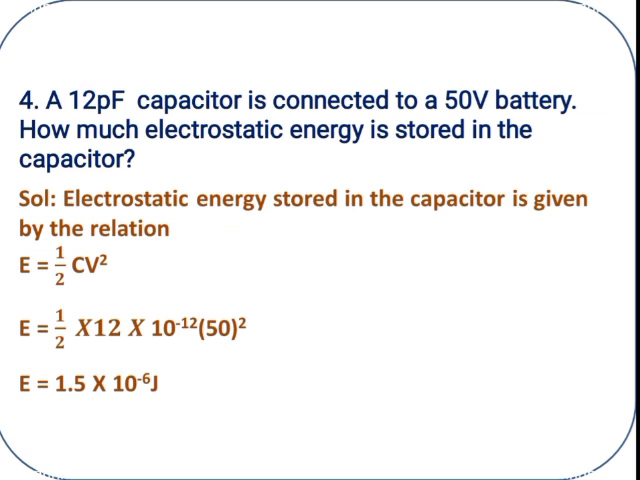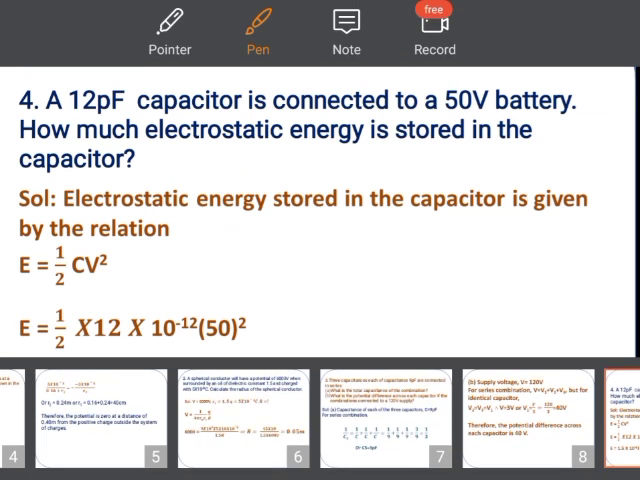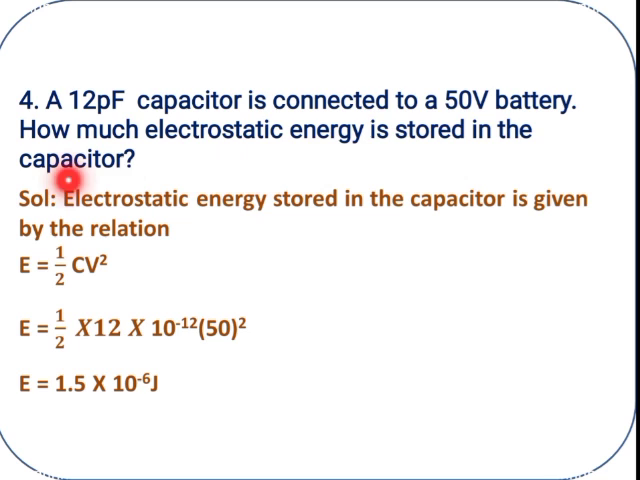Next problem. A 12 pF capacitor is connected to a 50 volt battery. How much electrostatic energy is stored in the capacitor? Here is the solution. Electrostatic energy stored in the capacitor is given by the relation E is equal to 1 by 2 CV square. Already we discussed this expression and we got this expression from the derivation. So half CV square, where C is the capacitance and V is the potential.